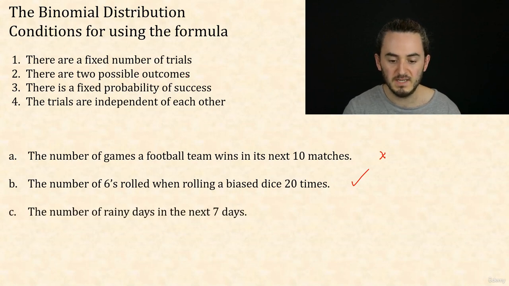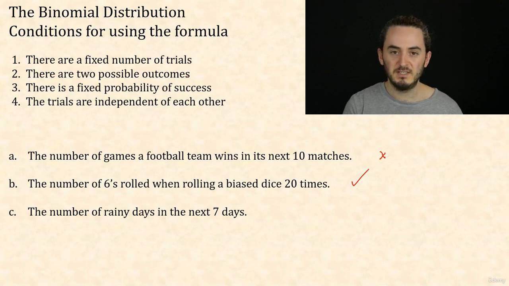Next, the number of rainy days in the next 7 days. What do you think? So I think no for that one. And there are a few. So maybe it's independence there because if it's been raining non-stop for the first 4 days, do you think that affects the probability on day 5?